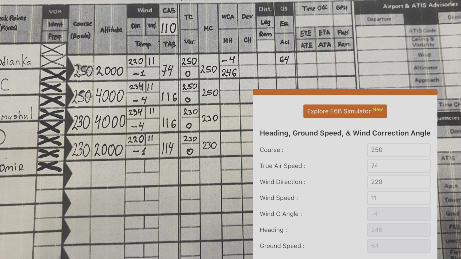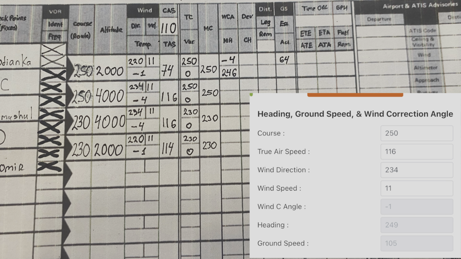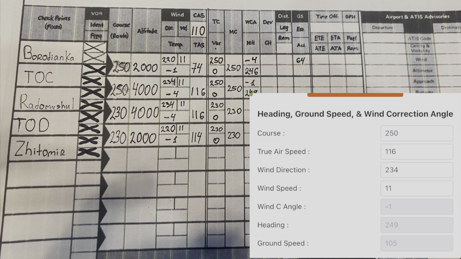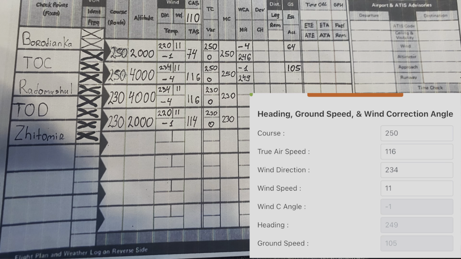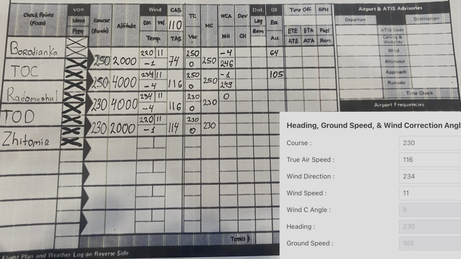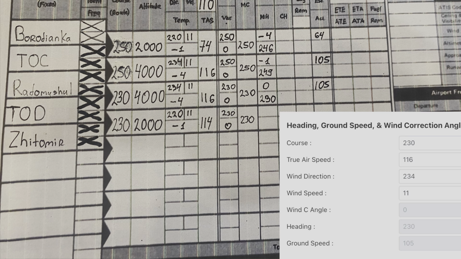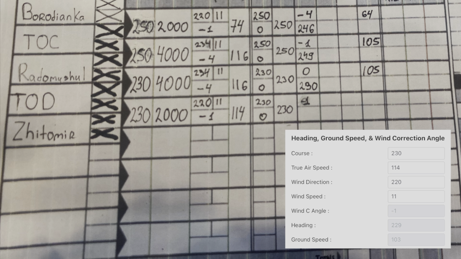For second leg, wind correction angle will be -1. Magnetic heading will be 249, and ground speed will be 105. At the third leg, wind correction angle will be 0. The magnetic heading will be 230. The ground speed will be 105. And at the fourth leg, wind correction angle will be -1.